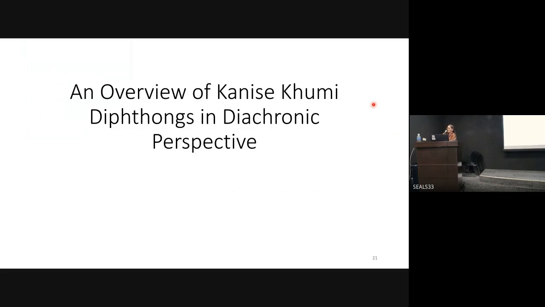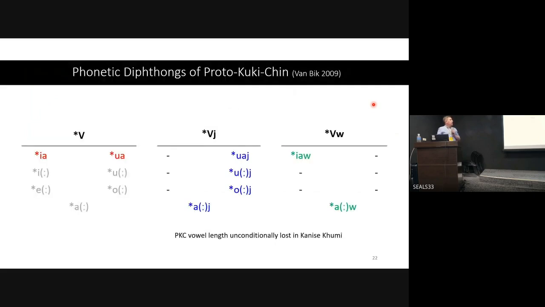Now we'll turn to the diachronic perspective. We're also interested in exploring how this diversification of vowels happened in Kanise. This is the reconstruction of Proto-Kukichin by Vinvik, and it's a comparatively simple vowel system if you just look at the reconstruction of the vowels themselves.